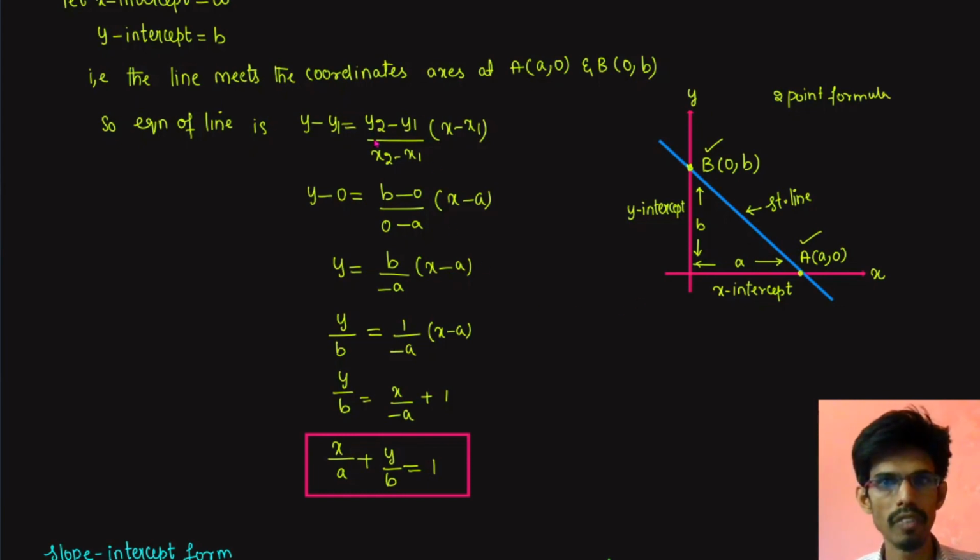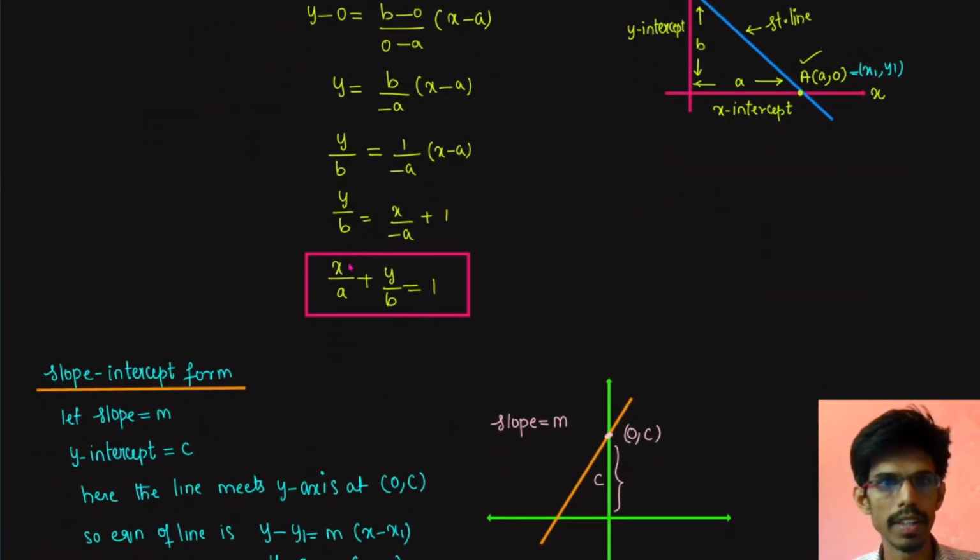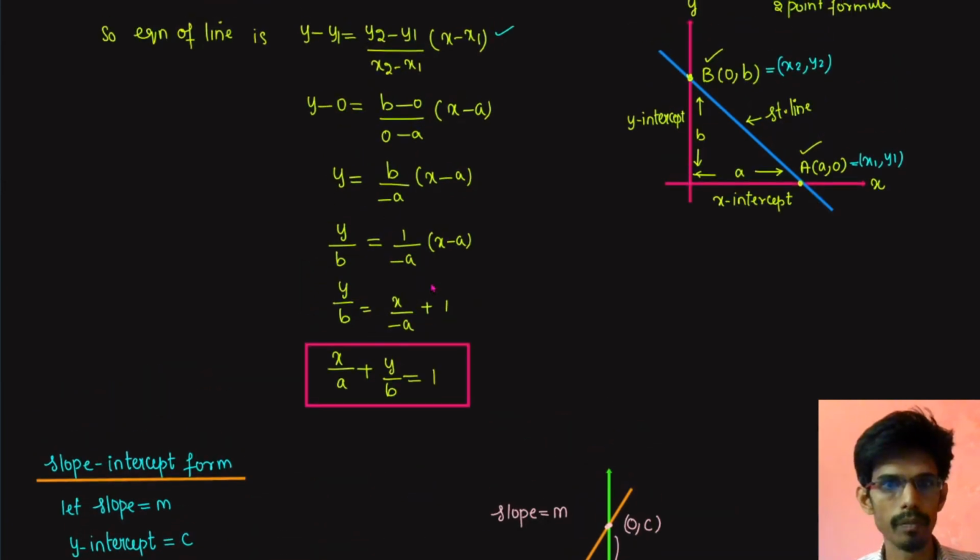So substitute the values here. Let us take this as x1, y1 and this as x2, y2. Now put these values in this equation. We will get the intercept form, that is x by a plus y by b equal to 1. This is called the intercept form.